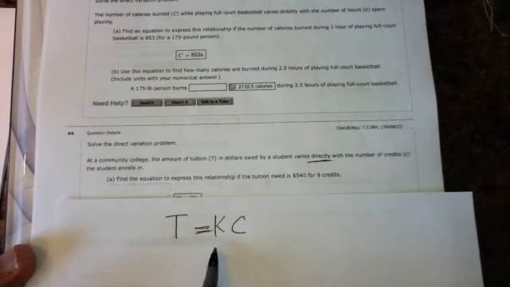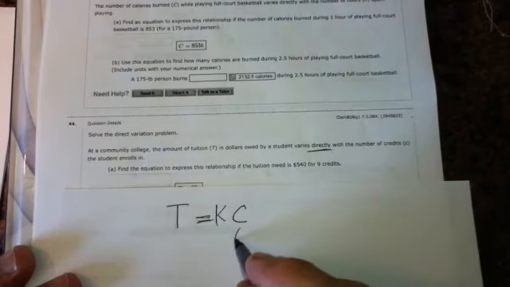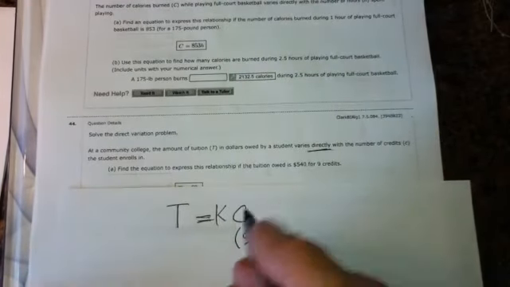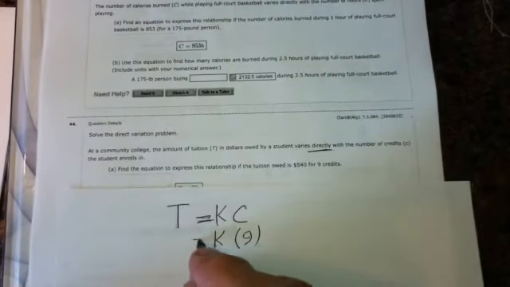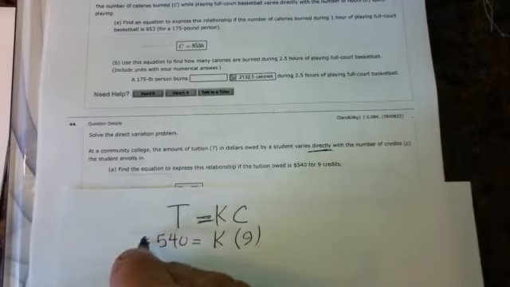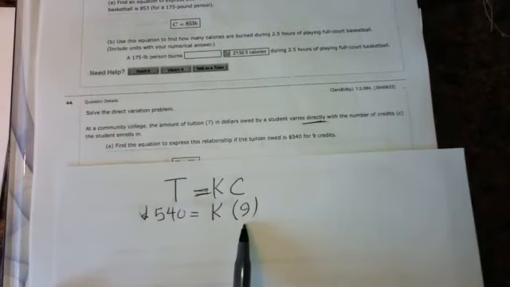Now we need to give you the value of K. To give you the value of K, we are saying that if you take 9 credits, then you have to pay $540. If you take 9 credits, you have to pay $540.